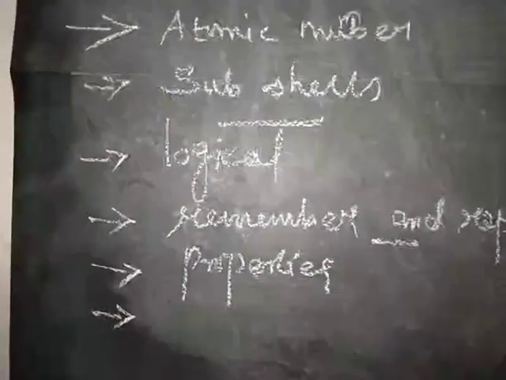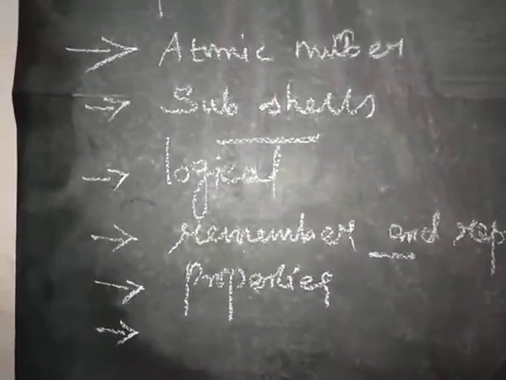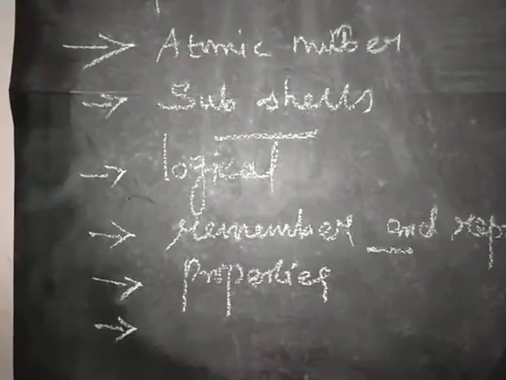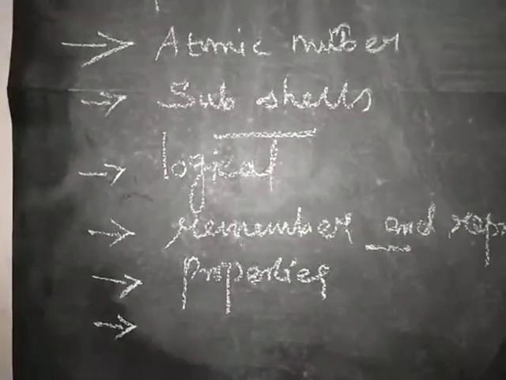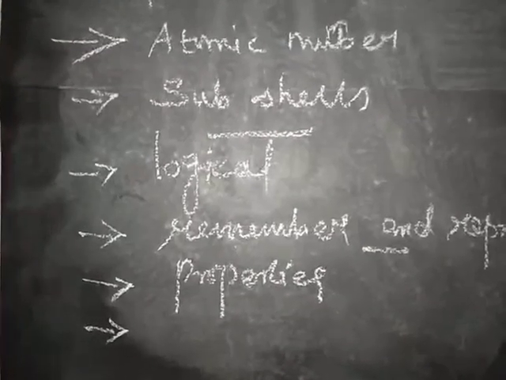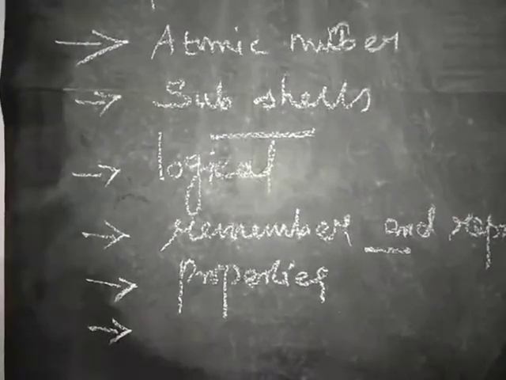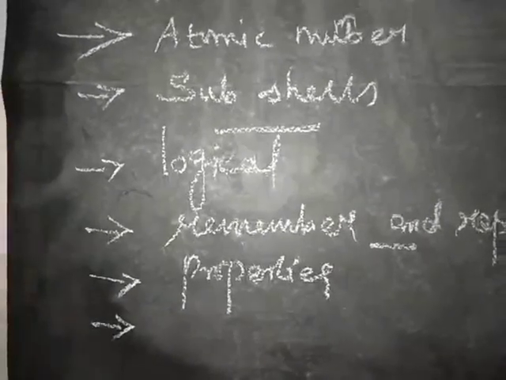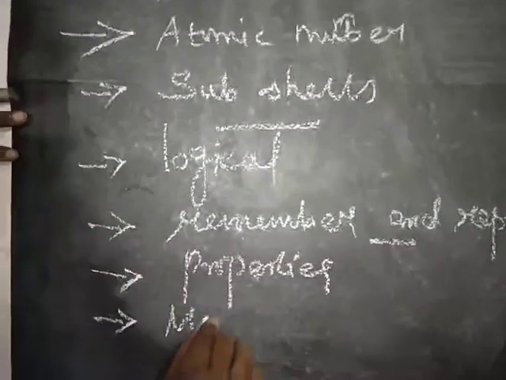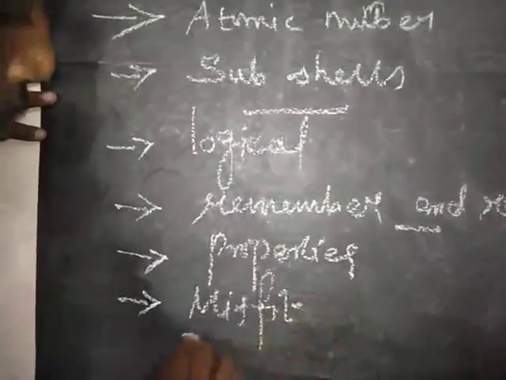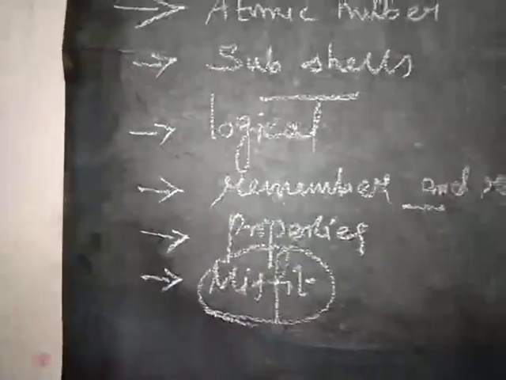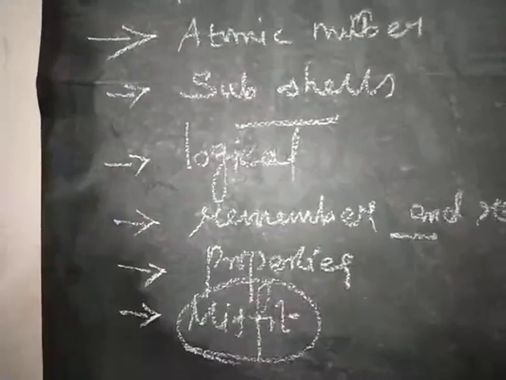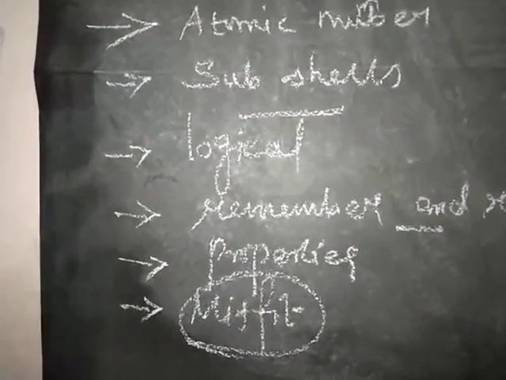The last one, the table completely separates metals from non-metals, and metalloids are also segregated separately. The positions of certain elements which were earlier misfits were interchanged, but in the modern periodic table all the elements are arranged properly. So these are all the advantages of the modern periodic table.